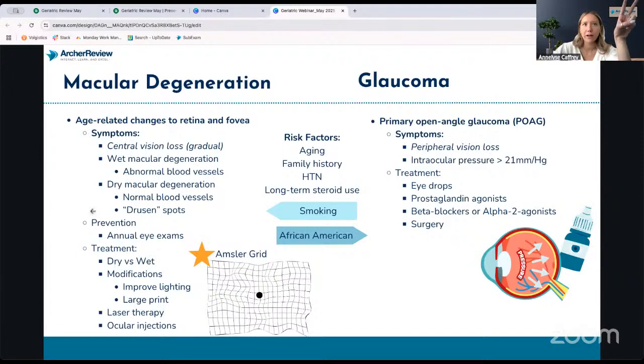Those are super important. For glaucoma, same age risk factors, except it's more common in African Americans, whereas macular degeneration is more common in smokers. With glaucoma, that's going to be that tunnel vision, where their peripheral vision is lost and they start to focus in because of this excess pressure. So this is usually treated with eye drops, beta blockers, sometimes surgery, depending on the type of glaucoma. But this pressure in the eye is going to be really high, so it's something we want to monitor and not miss.